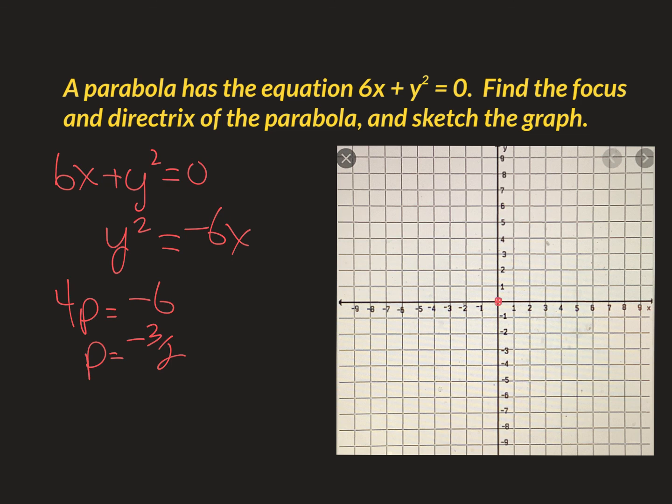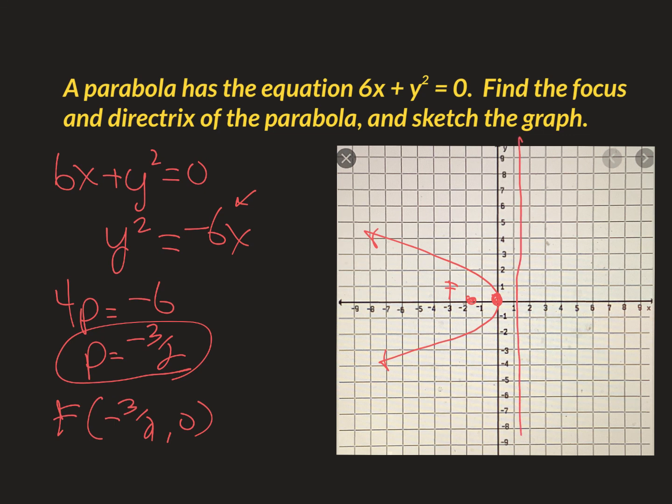So let's graph this thing. Vertex is 0, 0. Because my 4p is negative, it's going to open left, so it's going to open this direction. My p is negative 3/2, so I'm going to the left. My focus is 3/2 away, which is 1.5, so it's right there. That's the focus, so you need to label it here. My focus is negative 3/2, 0. My directrix is going to be 3/2 the opposite way. I'm having a hard time drawing lines today, as in every day. So the directrix would be x equals positive 3/2, 3/2 away in the other direction.